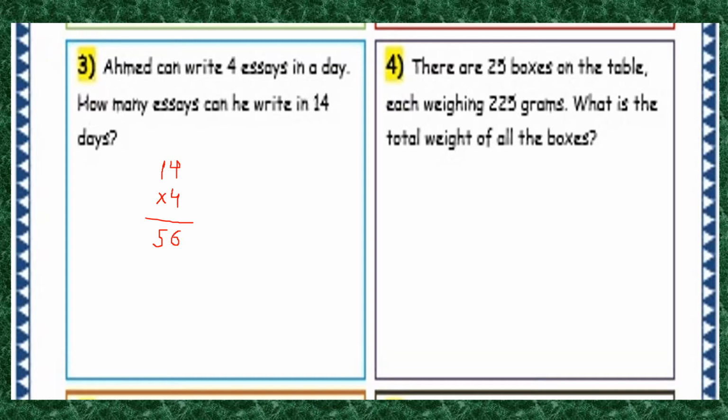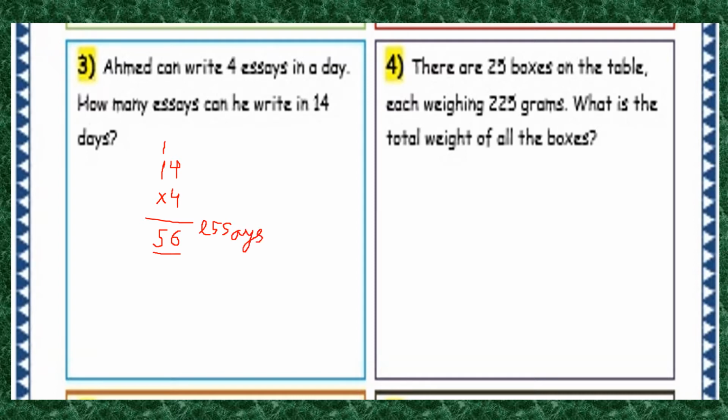Okay, now I will show you how I have multiplied. 4 4s are 16, 6 here, 1 carry above on 10s, then 4 1s are 4 plus 1 is 5. So 56 essays were written by Ahmed in 14 days. Okay, if he writes 4 essays per day. Now I am writing again, 56 essays.